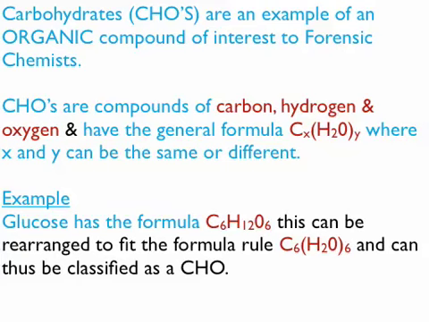Take, for example, glucose. We know that glucose is C6H12O6. Note that that's carbon, hydrogen, and oxygen atoms in ratios of 6 to 12 to 6. Now that can be rearranged to fit that formula rule, where you could write it as C6(H2O)6. This fits the rule above, and in this instance x and y are the same. In other instances you'll find that x and y are different, for example, sucrose, which we will look at a little bit later on. This is one example of why glucose, by fitting that formula rule, can thus be classified as a carbohydrate.